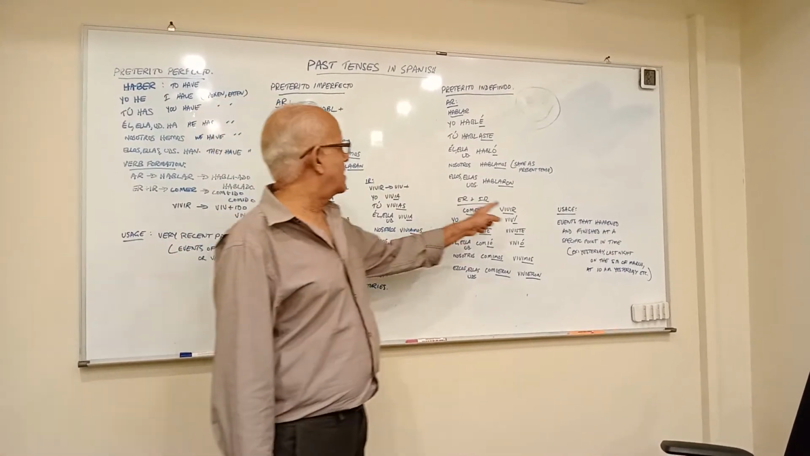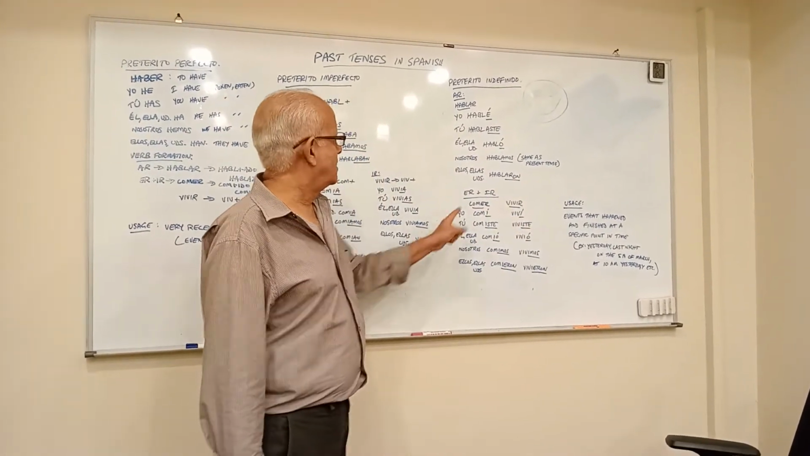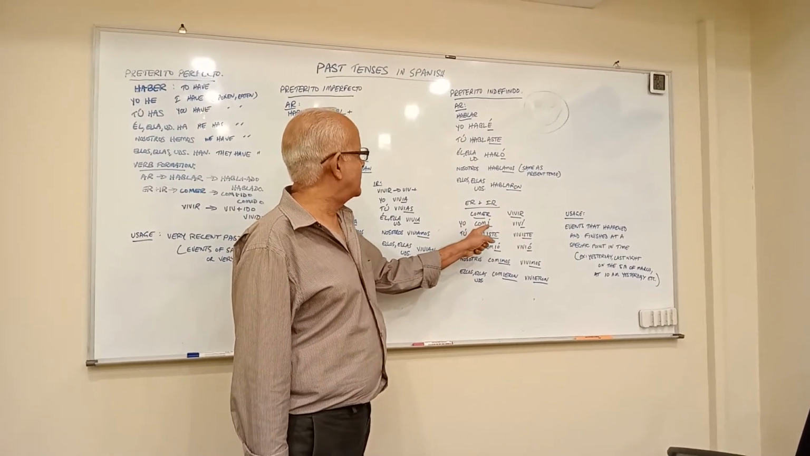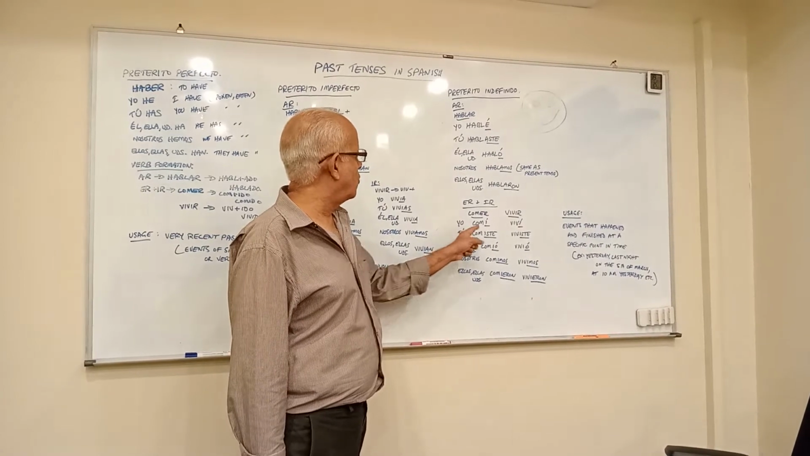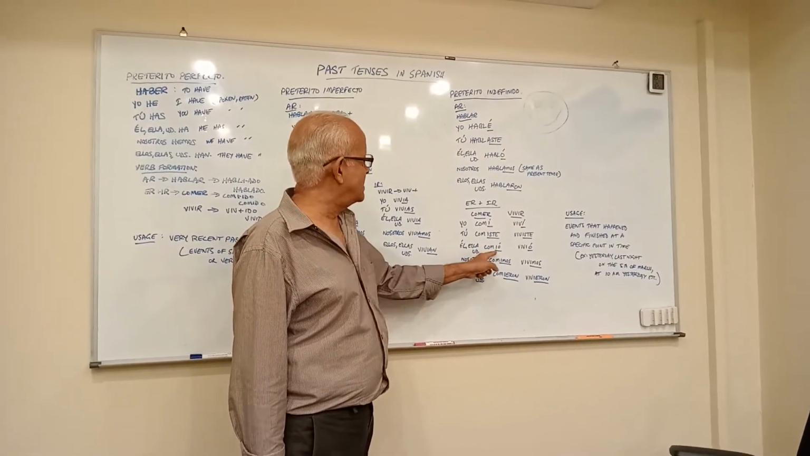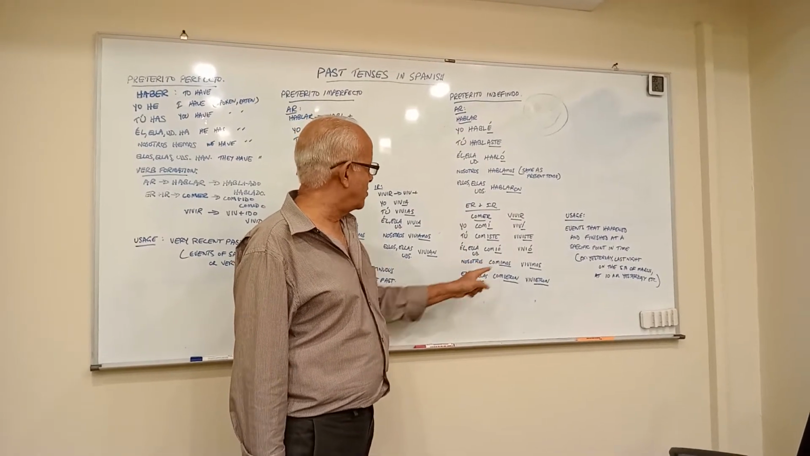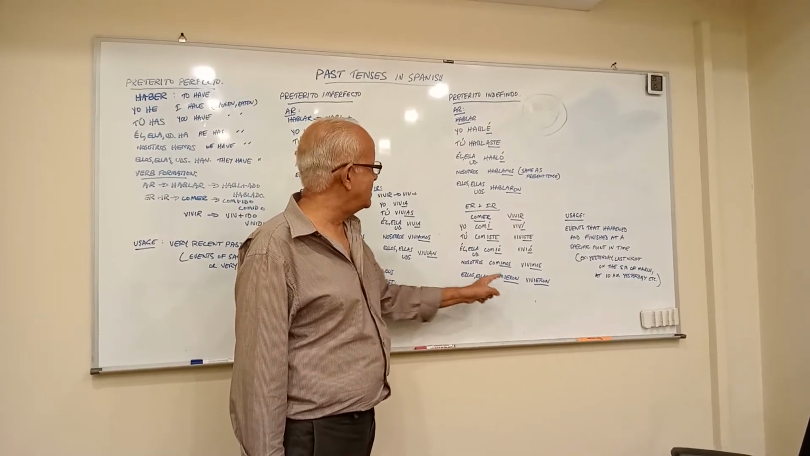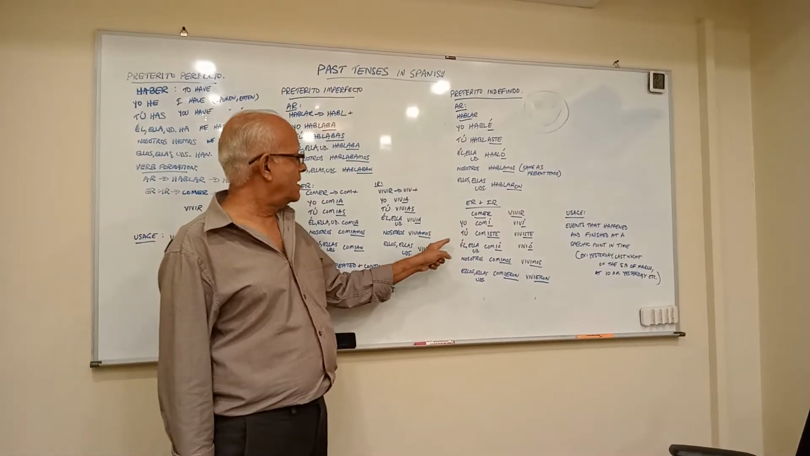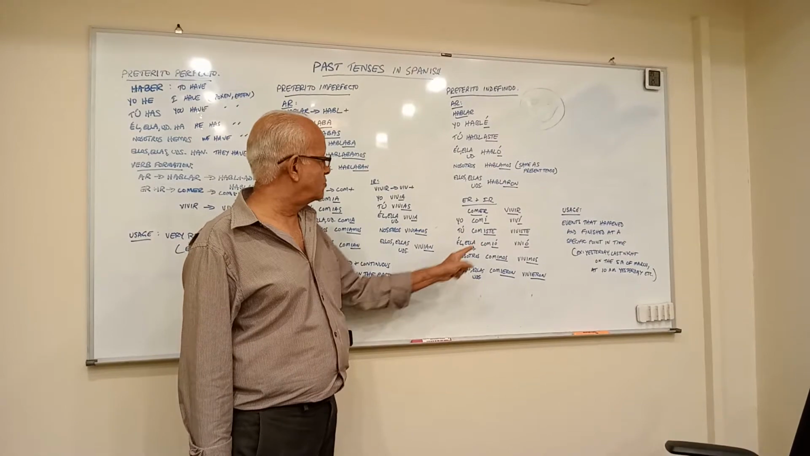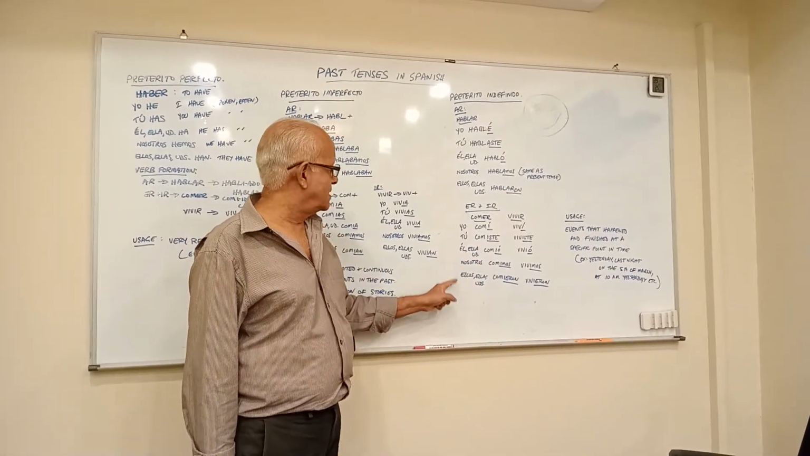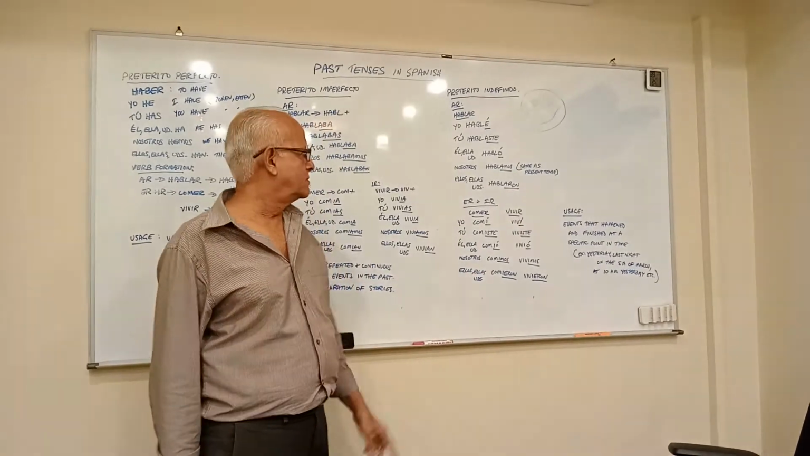Okay, ER and IR verbs have the same termination. We remove the ER, we remove the IR. For ER verbs, we add an é. Okay, so yo comí, tú comiste, él, ella, usted is ió, nosotros is imos, ellos, ellas, ustedes is ieron. So yo comí, tú comiste, él comió, ella comió, usted comió, nosotros comimos, ellos comieron.